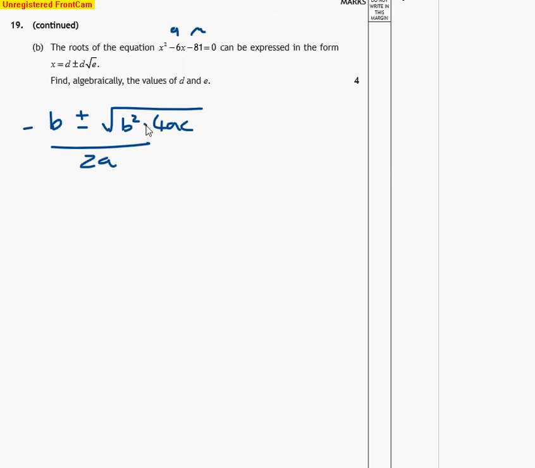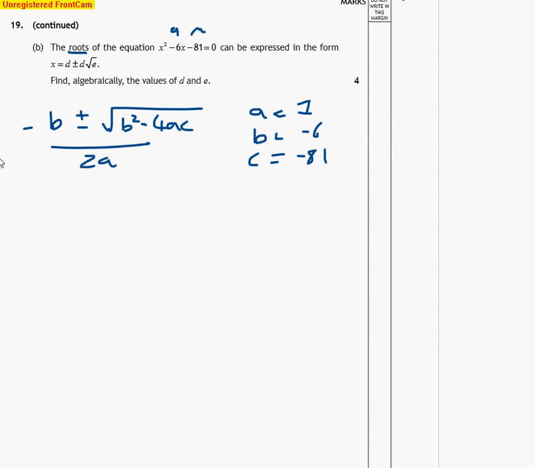So what's our a, b, and our c? Yep, so just remember, you see the word root, you're thinking of this equation, alright? So a is equal to 1, b is equal to minus 6, and c is equal to minus 81.